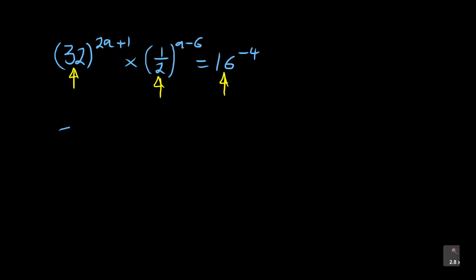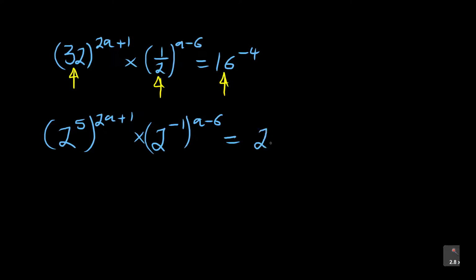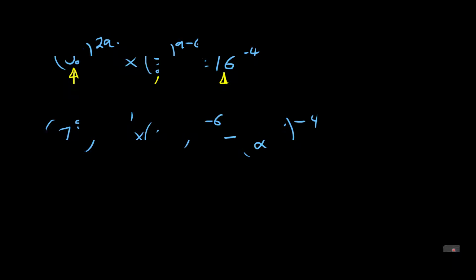So here you'll have 2 to the power of 5. Then you've got (2a + 1) times 2 to the power negative 1. You've got a minus 6 is equal to 2 to the power 4. Also, it's good to put brackets so that you can have that.